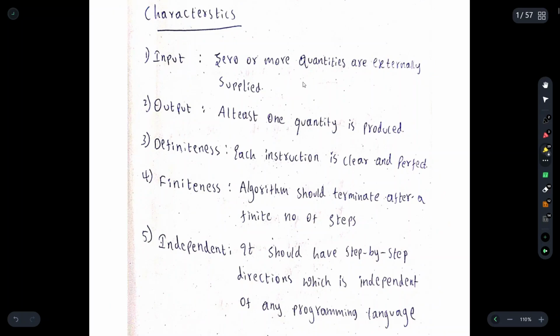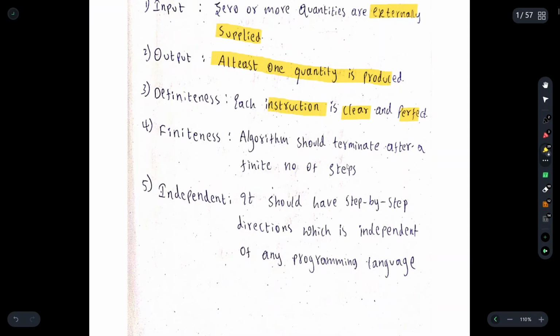Input: input is what we give to the system. Zero or more quantities are externally supplied. The things which are externally supplied are inputs. Output: at least one quantity is produced, and that is known as an output. Definiteness: each instruction is clear and perfect. Finiteness: the algorithm should terminate after a finite number of steps.